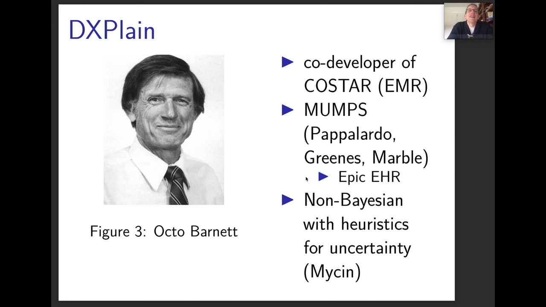He supervised the development of MUMPS, and I list here the actual published creators. MUMPS is important because it is a database system that's still used today, and probably most important to people in this class is that the Epic commercial EHR is built up around MUMPS. So DXplain is a non-Bayesian decision support system with heuristics for modeling uncertainty in the vein of MYCIN.